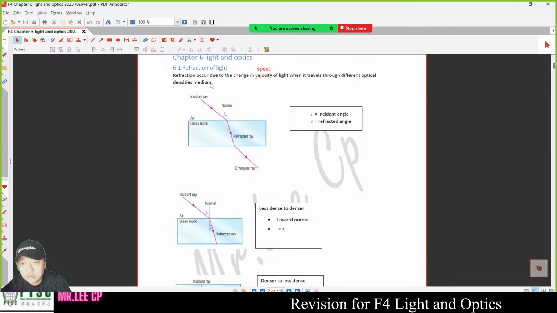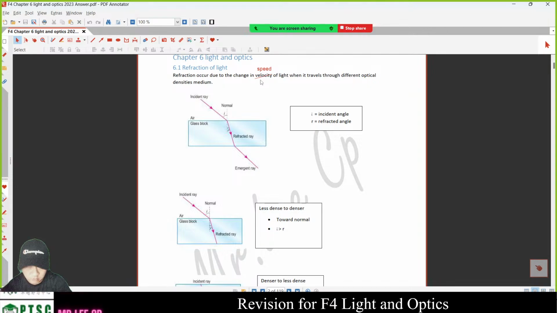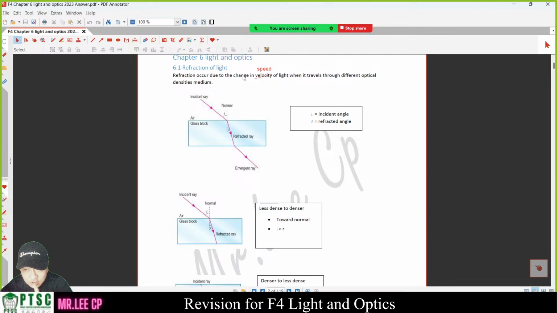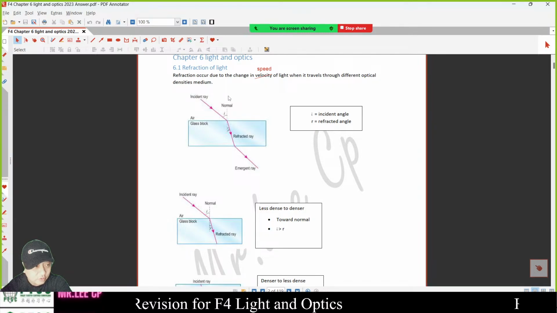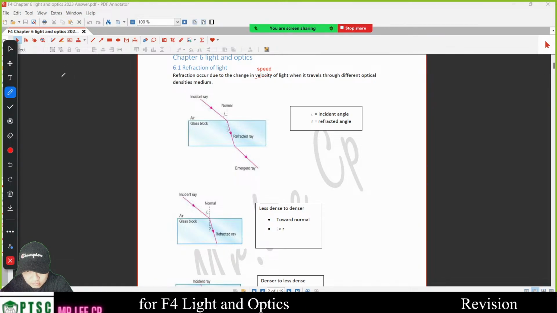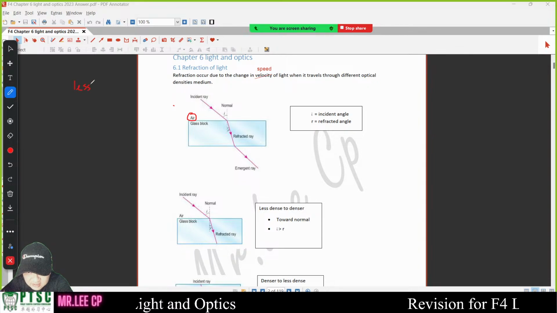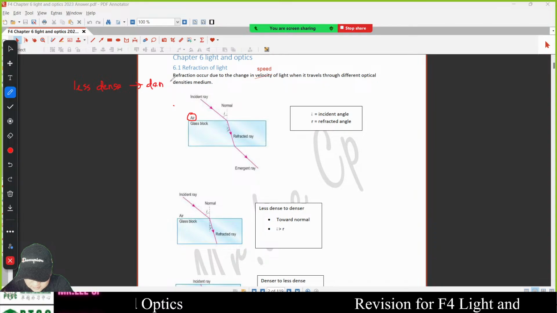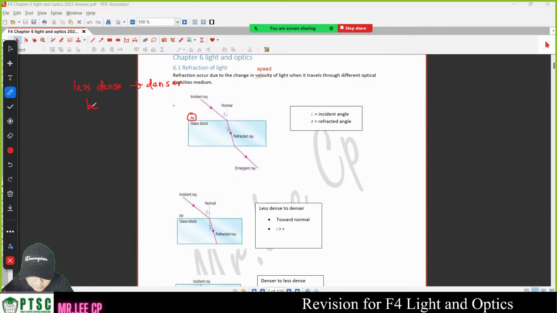Definition you need to know. Changing of speed, not velocity, because velocity has direction, speed doesn't have direction. So you have to use changing of the speed of the light when it travels through different optical density medium. You need to know when light enters from less dense to denser, less dense medium to denser medium, it will bend toward the normal.